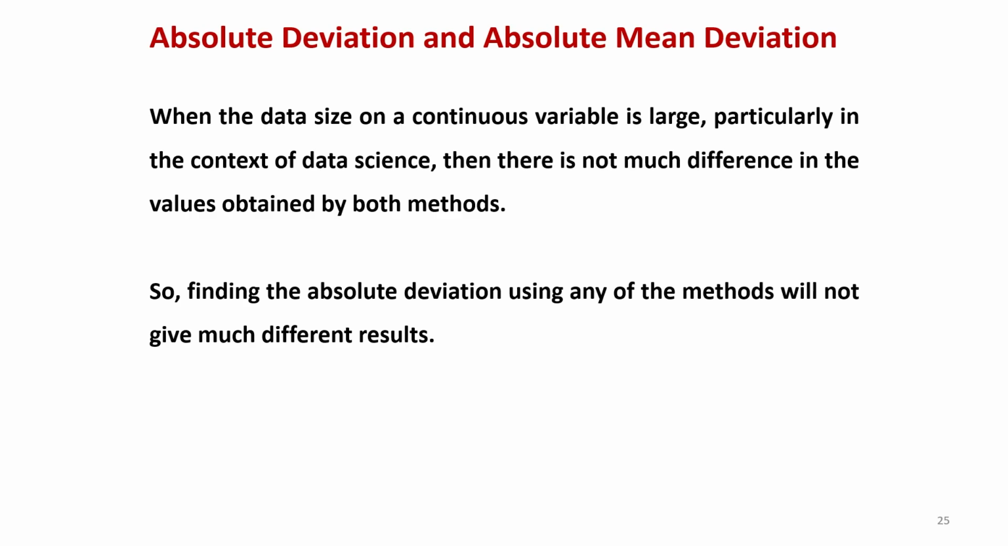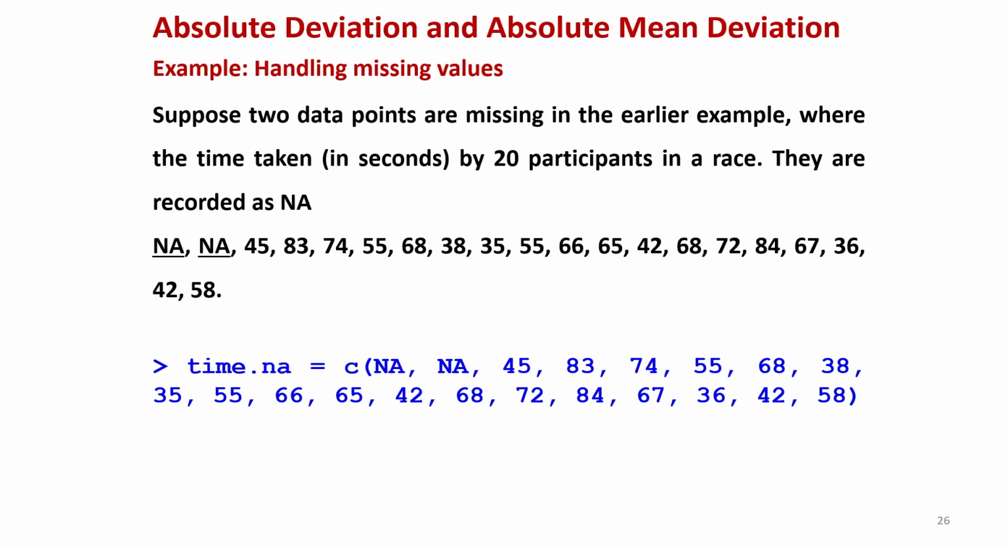They have some difference, but the difference is not that high. And I believe that when you are working on bigger data sets where the variables are continuous and the data is flowing continuously, which usually happens in data science, then there will not be much difference in the values obtained by both the methods, whether you consider the data as grouped data or ungrouped data. So you will not get much different results, and you can safely use any of the methods, whatever you want.